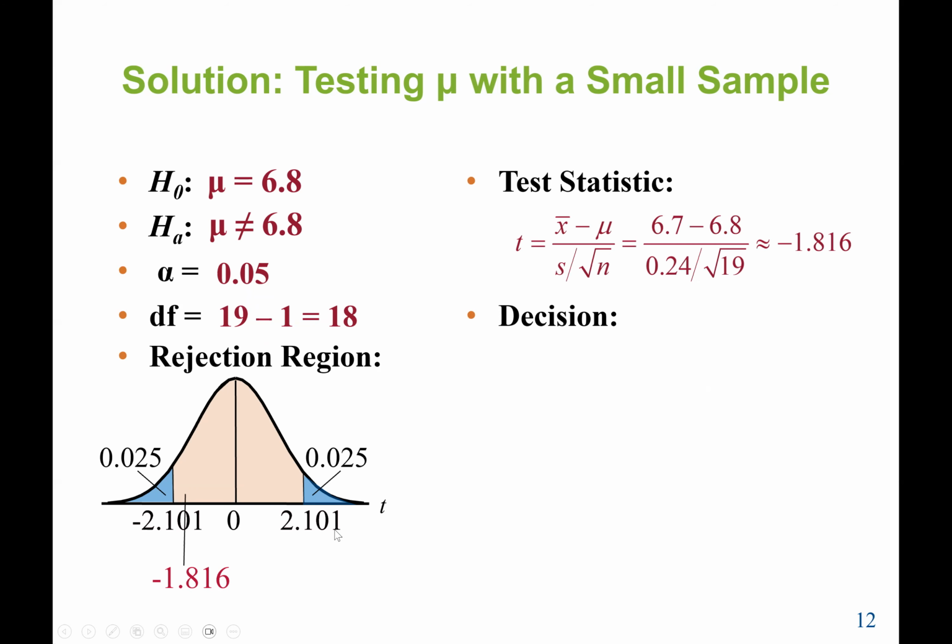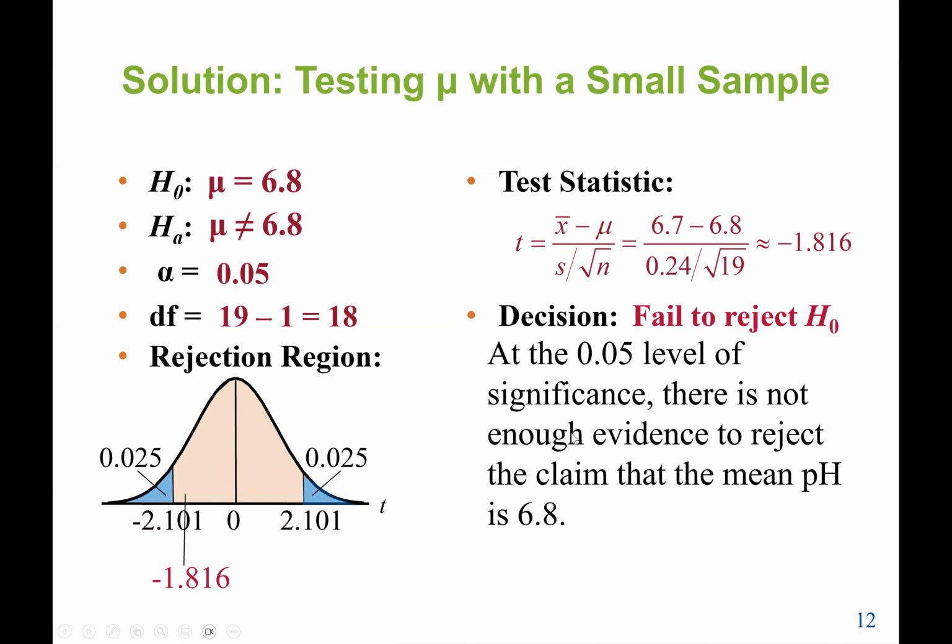Now we can find the test statistic, which is X bar minus mu over S divided by the square root of N. We plug in all the values and the answer is negative 1.816. Now, negative 1.816 falls in the brown area. It's not inside the blue. So this means we fail to reject H0. When it's in the blue area, then we do not reject H0.